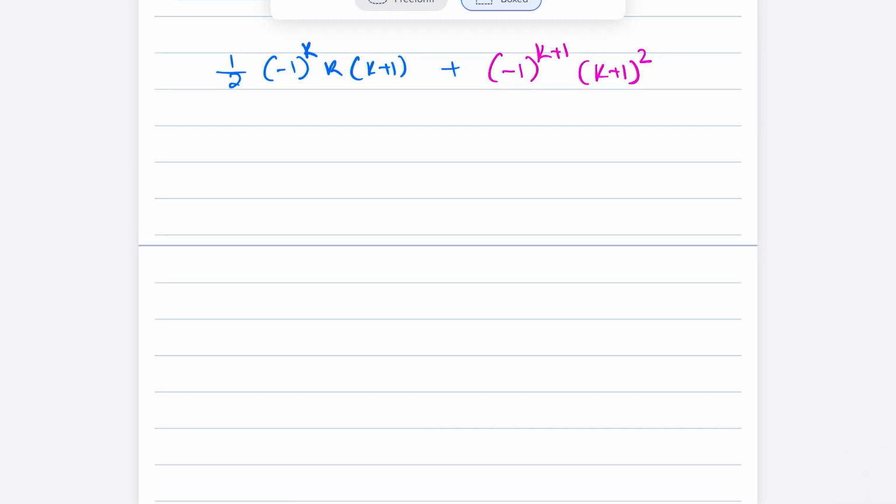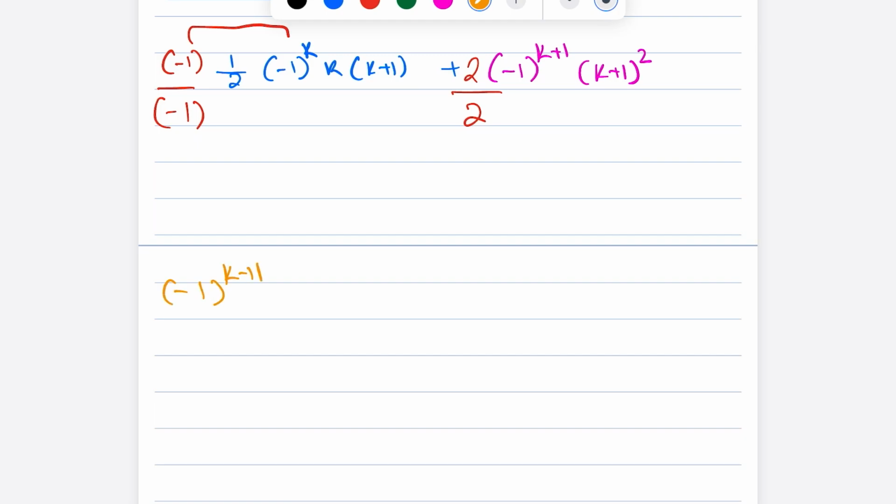So what is missing over there? 2 is missing. So multiply and divide by 2. Then minus 1 whole to the power of k. So for this, I'll multiply and divide with minus 1. So these two will become minus 1 whole to the power of k plus 1. So I could get minus 1 whole to the power of k plus 1, I could get 2 also. Then I can take k plus 1 also common. So minus 1 whole to the power of k plus 1 upon 2 times k plus 1 as factor it out, common.